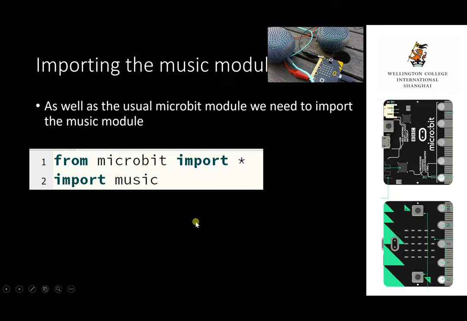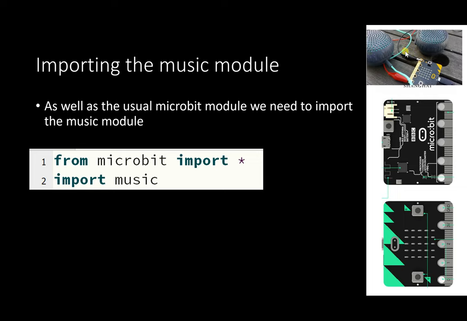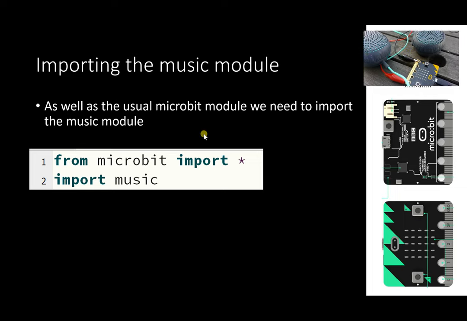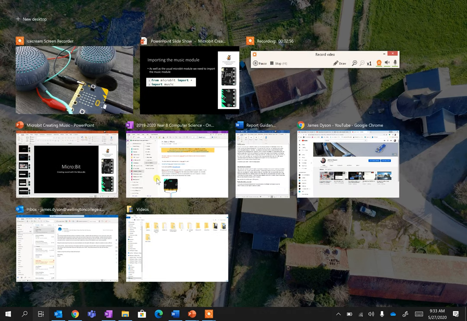Okay, now, obviously what I haven't shown you there is how we're actually going to code that. So that's what we're going to have a go at now. And to do this, we're going to import the Microbit module like we did last time, but we're also going to import the music module. So I'm just going to quickly flick across so that I've got Mu open on here.